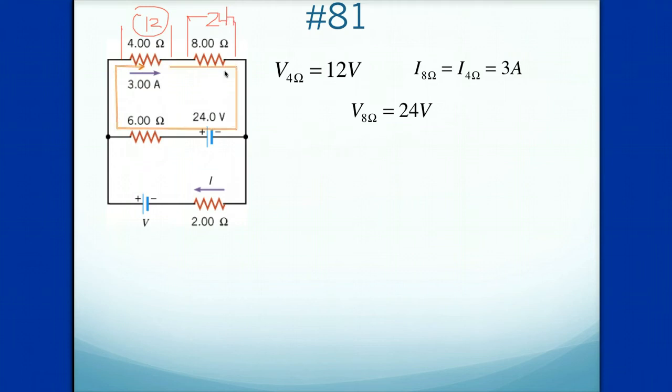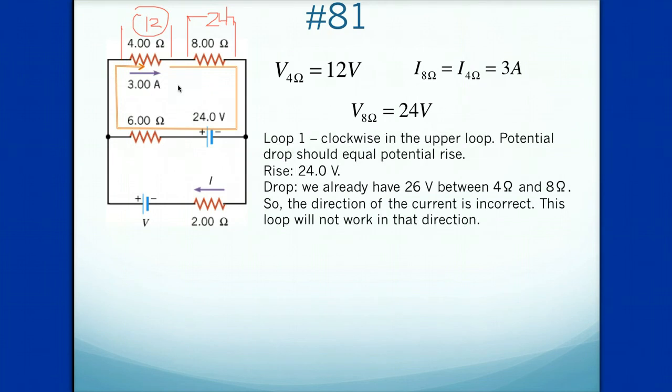So let's say I'm going to suggest that my loop is going this way. Then, in this case, I have a potential drop of 12, then a potential drop of 24, and then I have a potential rise of only 24, which doesn't make sense because I will have 24 over here lost just by itself. So where will the potential difference for these two come from? You will have more drops than rises. So this loop does not make sense. So let's look at a different loop.